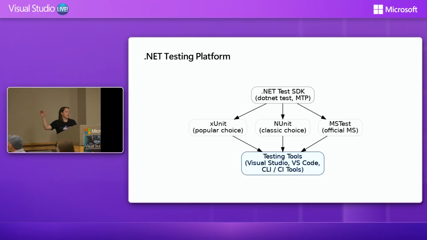You'll see the three test frameworks. They haven't changed, but I just want to call them out. Some of you may be using one of these. XUnit is pretty popular. NUnit is a more classic choice, and MS Test is the official one that we build here at Microsoft. No matter which one you choose to use, they all work with the .NET SDK. And then below we have the testing tools.